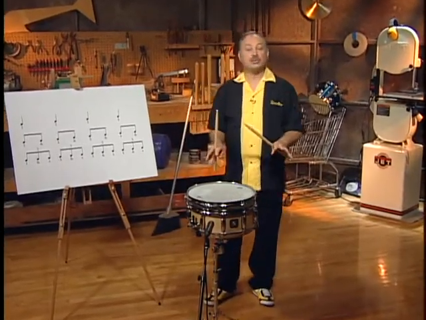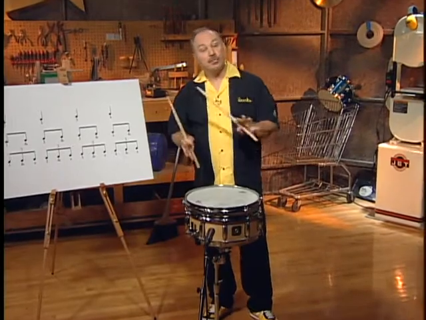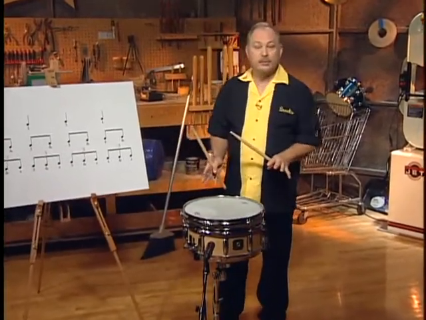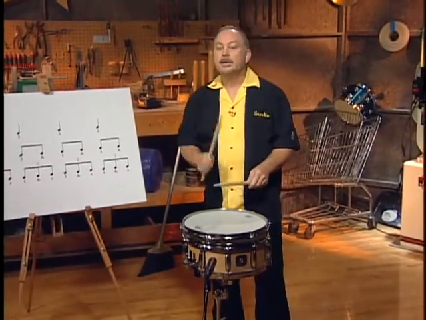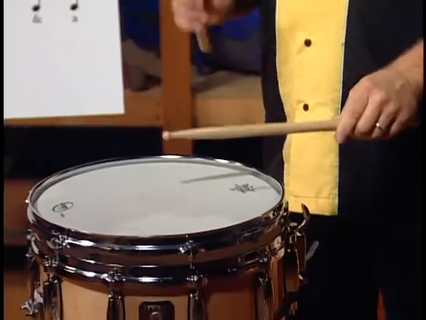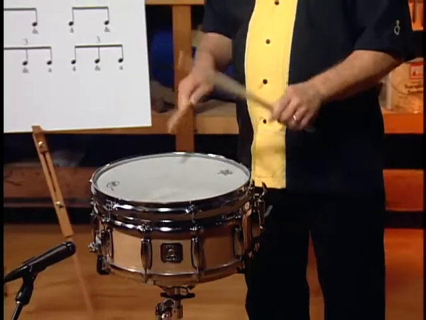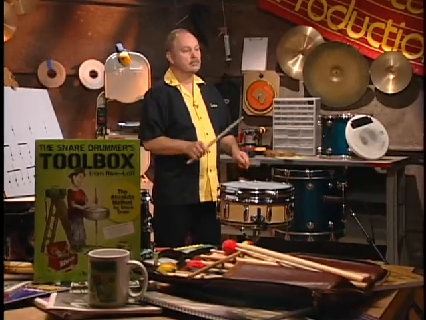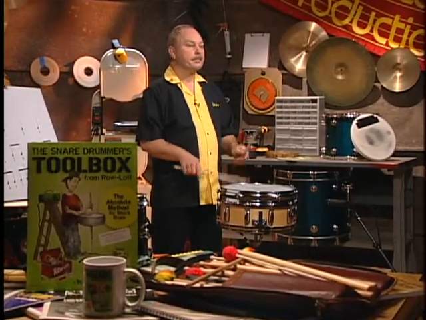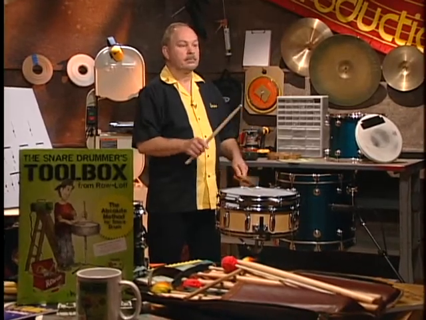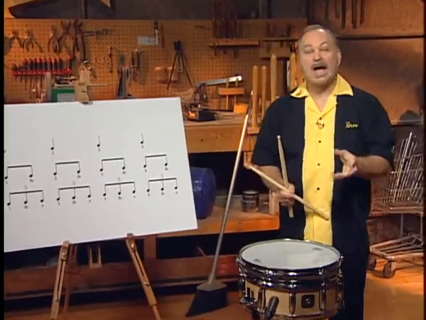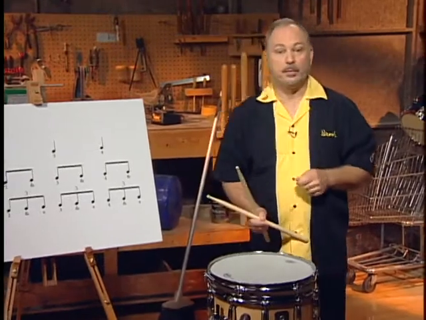And now exercise number 3 contains 13-stroke rolls. Here's exercise number 3. A 1, 2, 3, 4. So there's your 5, 7, and 13-stroke roll in triple meter.